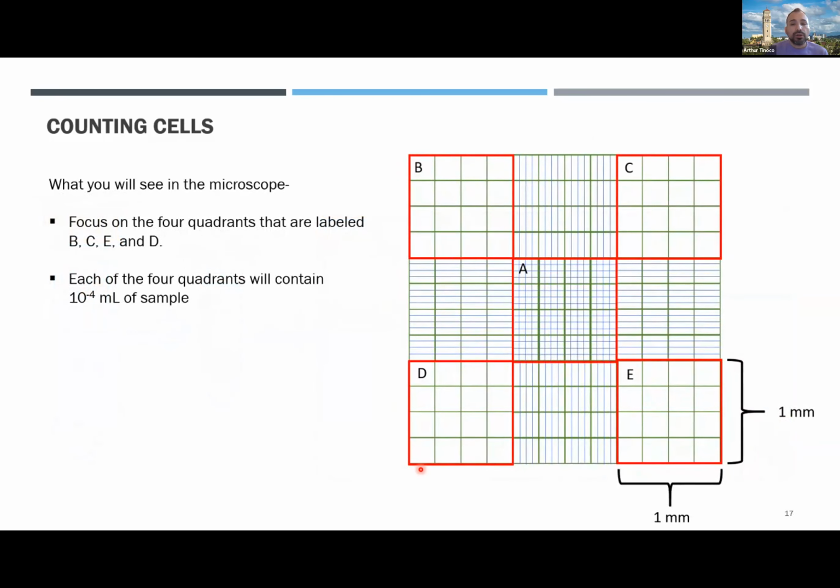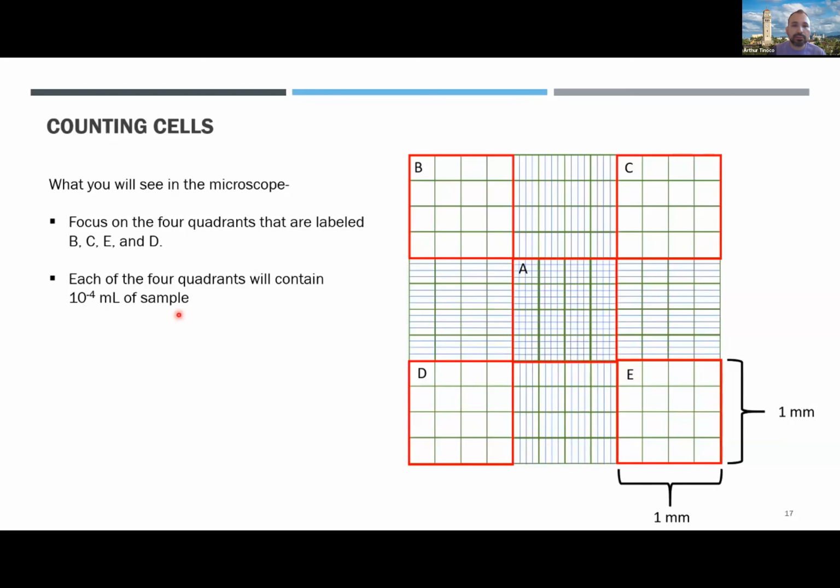All right, so you have these quadrants, A, B, C, D, and E, okay? And you see the parameter of how big these quadrants are. Well, it turns out that you're going to focus on 4 quadrants, the ones that are labeled B, C, D, and E. And it turns out that the solution that you filled in there, each of these quadrants will only contain 10 to the negative 4 milliliters of sample, right? So we're going to keep that number in our head, because it's going to be very important in terms of how we go about counting cells.